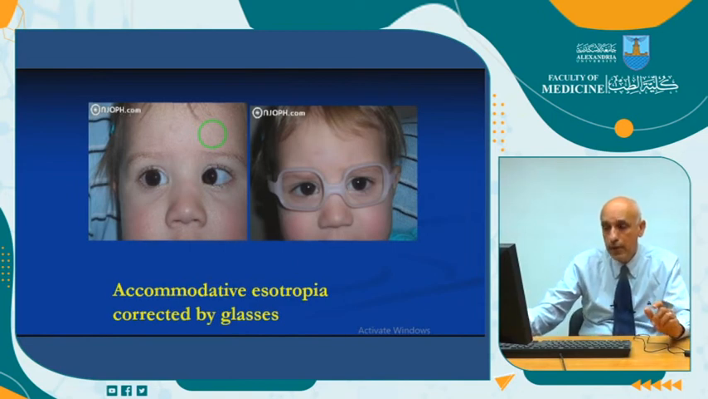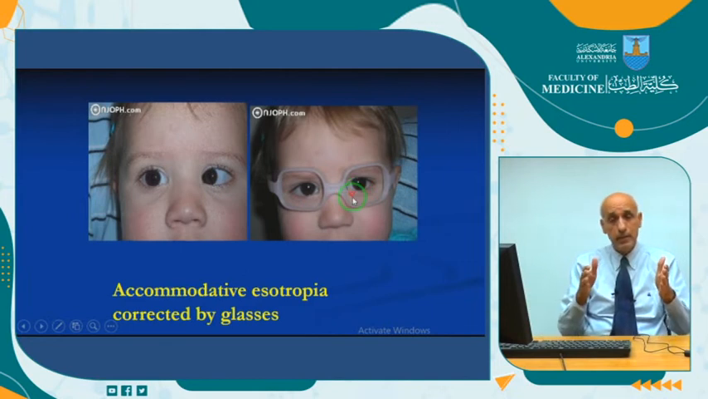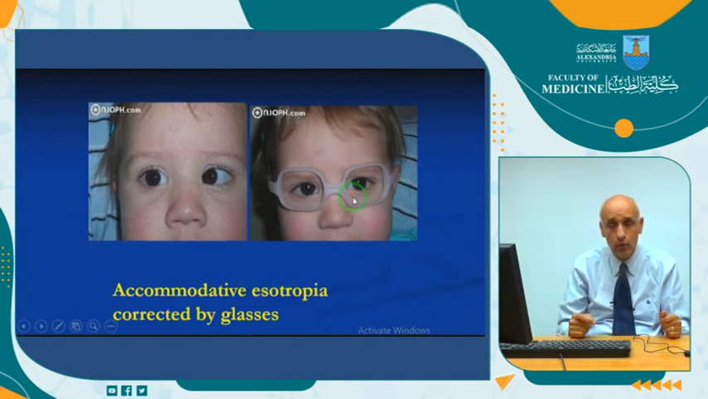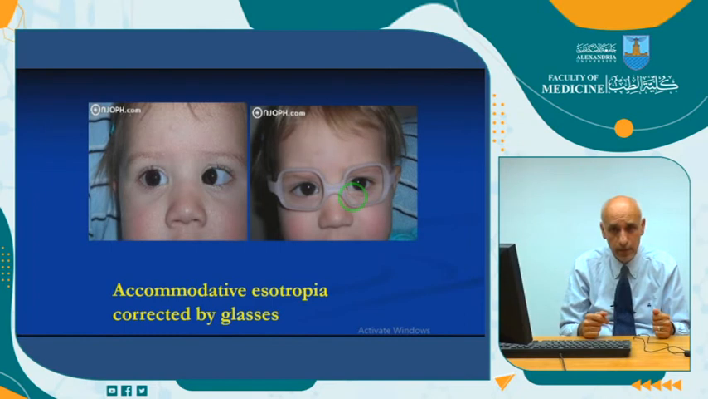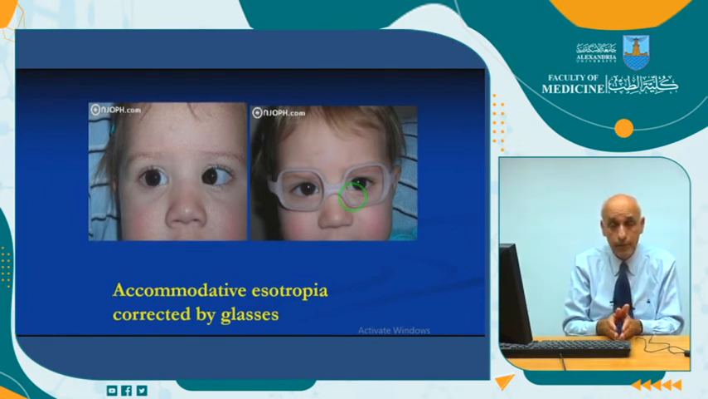By correcting this refractive error, as in this child in this picture, as seen in this slide, a very obvious left eye has esotropia. He puts on his glasses, and immediately this eye becomes straight. Why? Because you have corrected his refractive error. So the first line of treatment for non-paralytic squint, you do refraction first and then try to correct any refractive error he has. Usually the correction of refractive error will cure his condition.